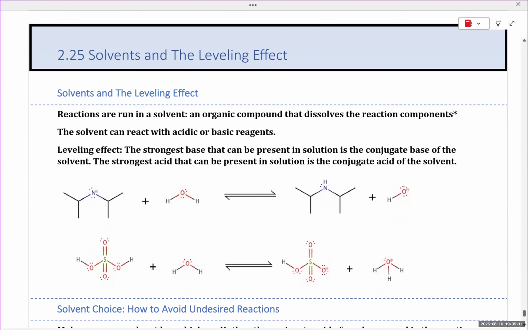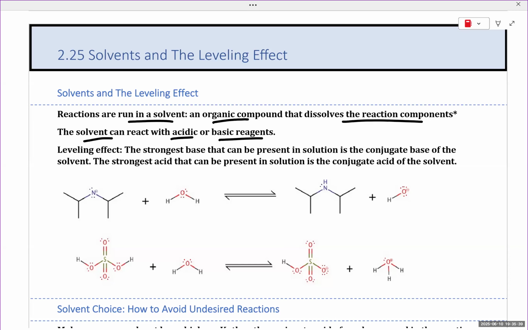Okay, the last thing we have to talk about, and this is very important, is that in a practical sense, we run organic reactions in solvents. Reactions are run in a solvent, which is an organic compound that usually dissolves the reaction components. The solvent is capable of potentially reacting with acidic or basic reagents. And this can be intentional in some cases.